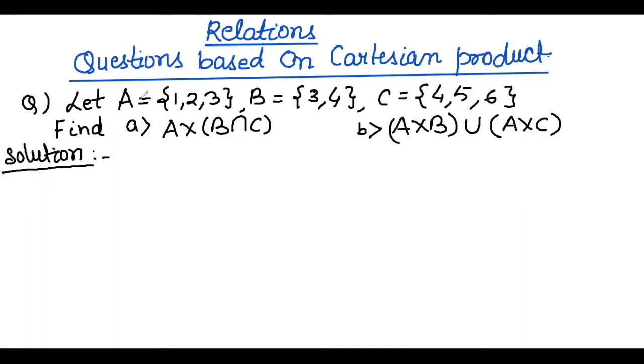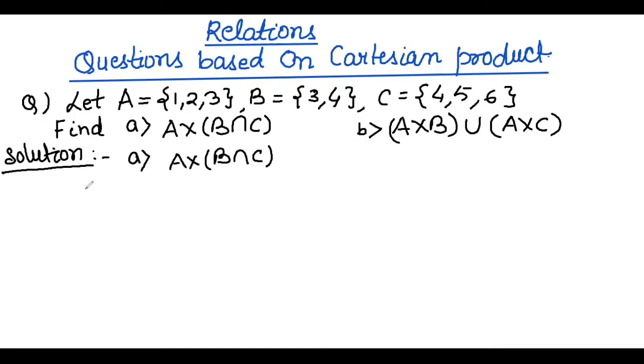So here set A is given 1, 2, 3. Set B is given 3, 4. Set C is given 4, 5, 6. So first, I'm going to solve A cross (B intersection C). So we know that always we have to solve the bracket part first. So here I'm going to solve the B intersection C part.